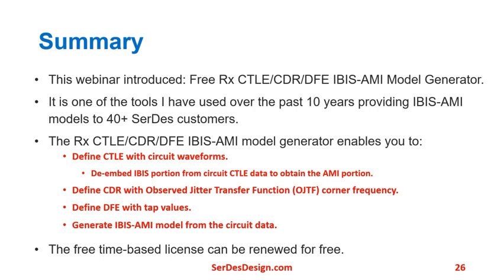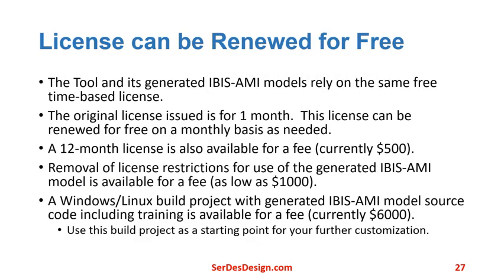The free time-based license can be renewed for free. The tool and the generated IBIS-AMI model rely on the same free time-based license. The original license issued is for 1 month. The license can be renewed for free on a monthly basis as needed. A 12-month license is also available for a fee. The removal of the license restrictions for the generated IBIS-AMI model, so that it can be used as long as needed on any Windows or Linux computer, is available for a fee.